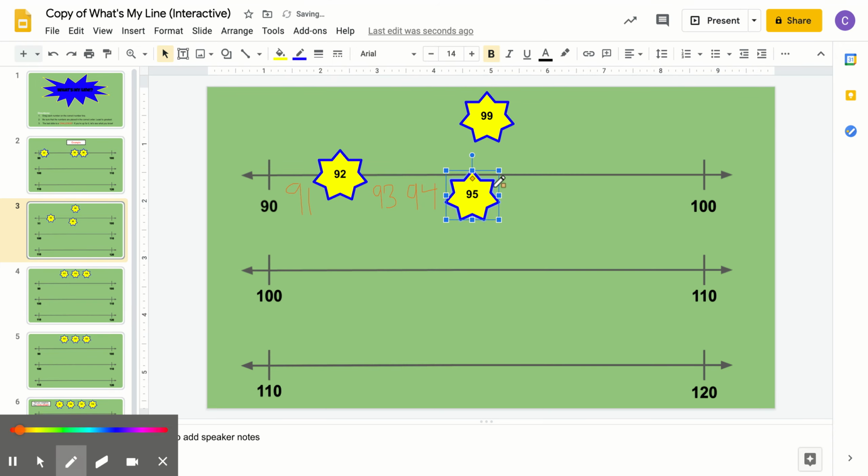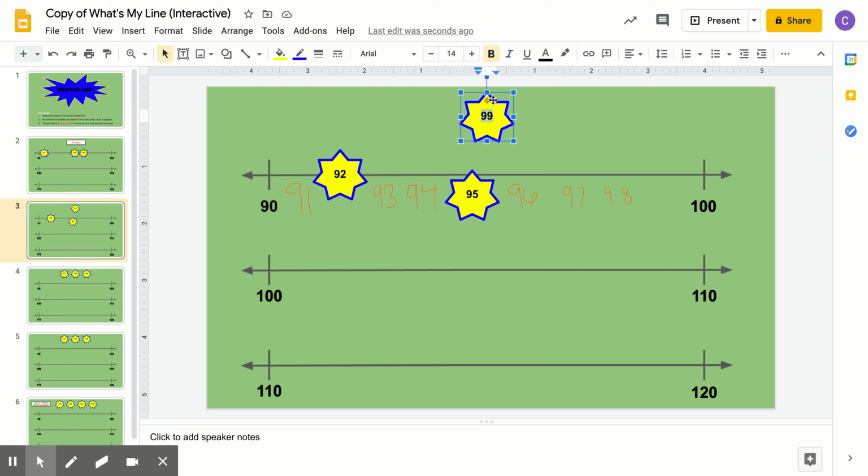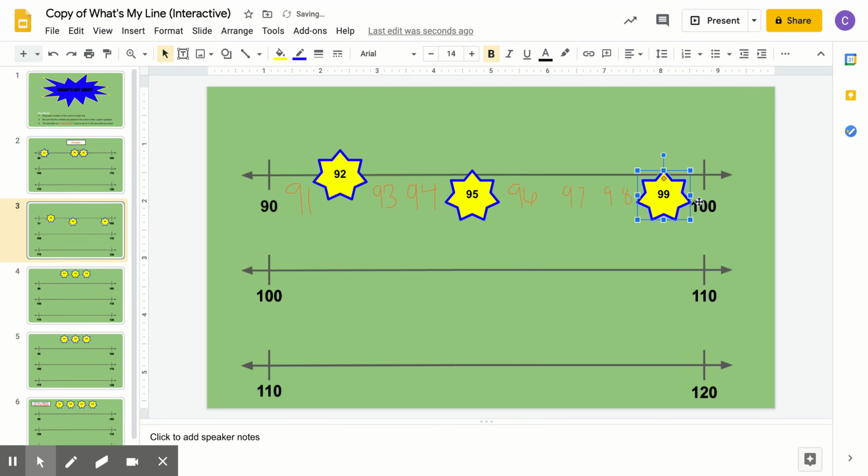I'm going to continue writing 95, 96, 97, 98. Oh, look, it's 99. And then 100. So these numbers are exactly where they're supposed to be.